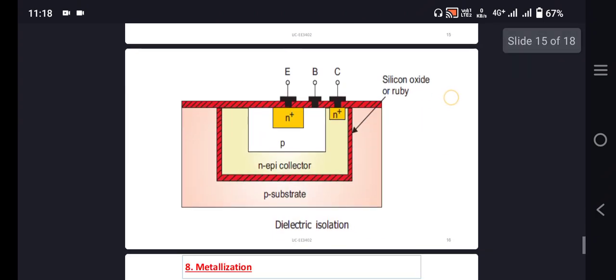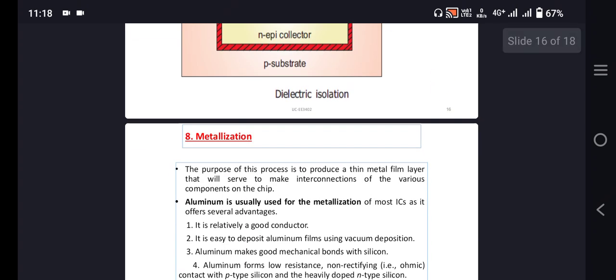The second isolation, dielectric isolation. In order to isolate the PN materials, dielectric is used. So this type of isolation is called as dielectric isolation. The eighth step is metallization. The purpose of this process is to produce the thin metal film layer that will serve to make the interconnection to the various components on the chip.